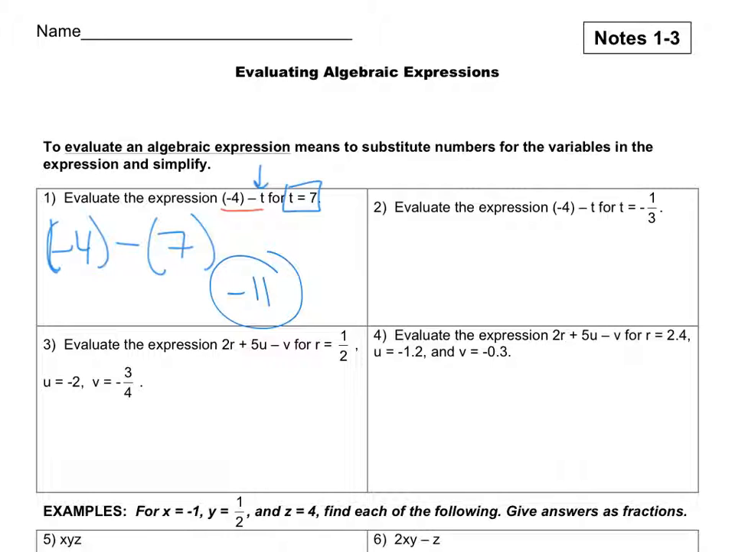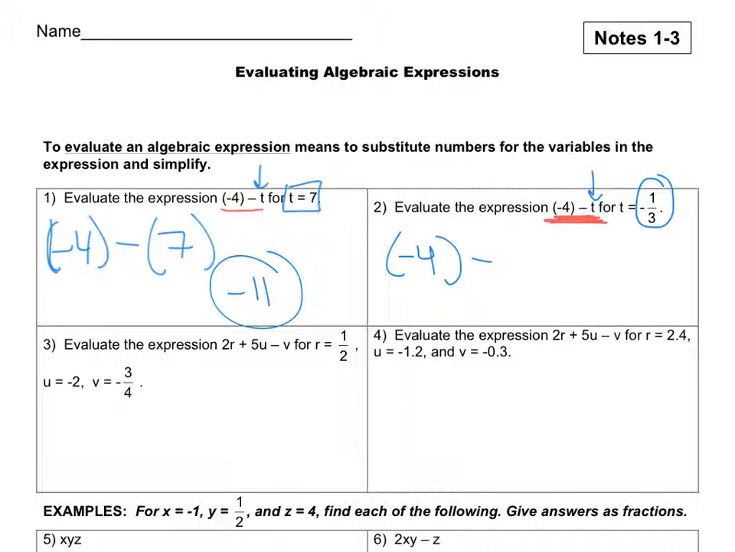Same thing for number 2. It's just giving us a different value for t. So the expression is, again, I'll underline it in red, -4 minus t. But now look at the value of t. It's -1/3. So we're going to plug that in for t. So we're going to rewrite. Everything stays the same except when we write t. So we have parentheses -4, close parentheses, minus. Now, we're going to subtract t.